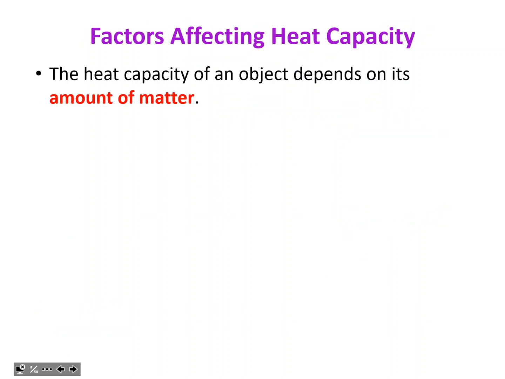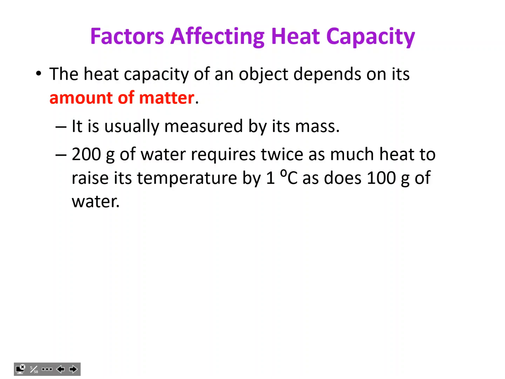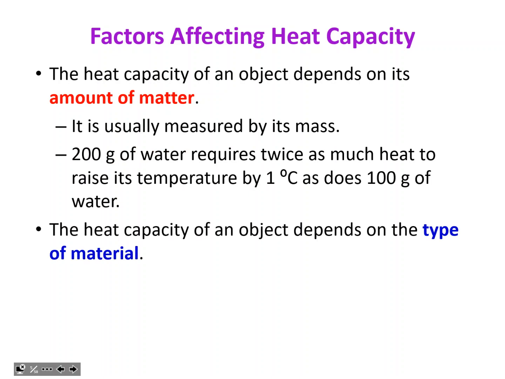All right, heat capacity of an object depends on its amount of matter. It's usually measured by mass, okay? So 200 grams of water requires twice as much heat to raise the temperature by 1 degree as does 100 grams of water. Extensive, remember, here we're talking about amount dependent.